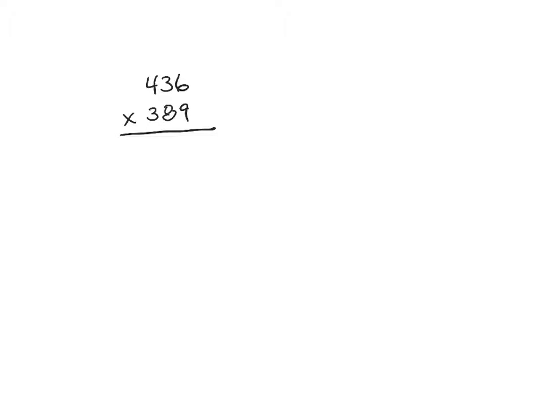So if I have 436, I'm going to round that off to the nearest 100. I'm going to underline the 4, put an x over the 3. Since that's a 3, the 4 stays the same. So 436 to the nearest 100 is 400. 389 to the nearest 100, I'm going to underline the 3, put an x over the 8. Since that's an 8, the 3 changes to a 4, so I also get 400.